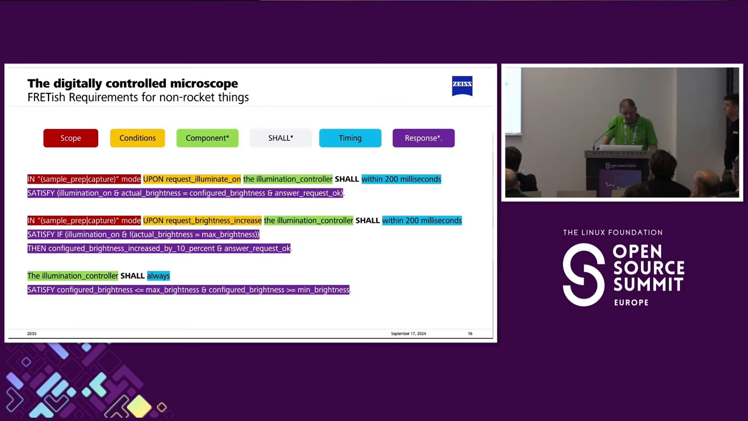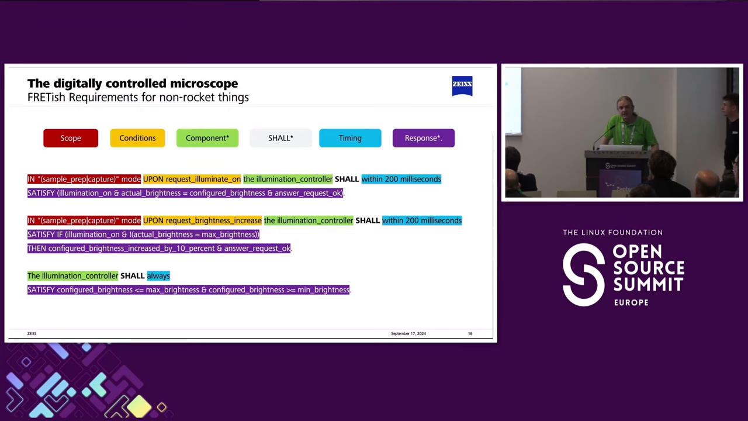But maybe the first one is already a very complete example. In sample prep or capture mode, upon request, illuminate on, the illumination controller shall, within 200 milliseconds, satisfy illumination on and brightness is configured brightness, and you get an answer back from the system. So the requirements that we were implementing in the project looked very similar to this.